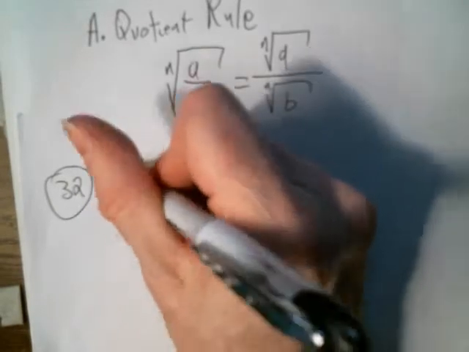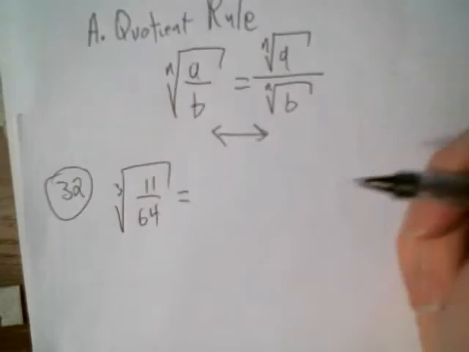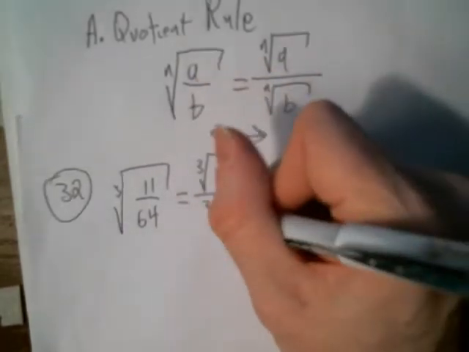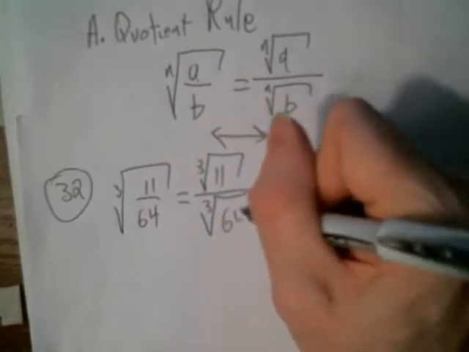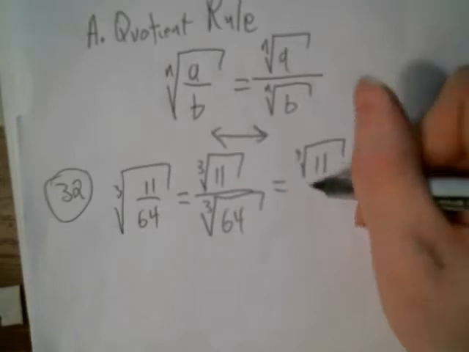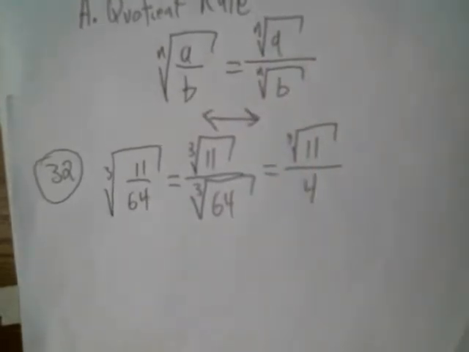For example, the cube root here of 11/64. Okay, I can rewrite that as the cube root of 11 all over the cube root of 64. Cube root of 11 I can't simplify, but the cube root of 64, that's just 4. Okay. And that's it.